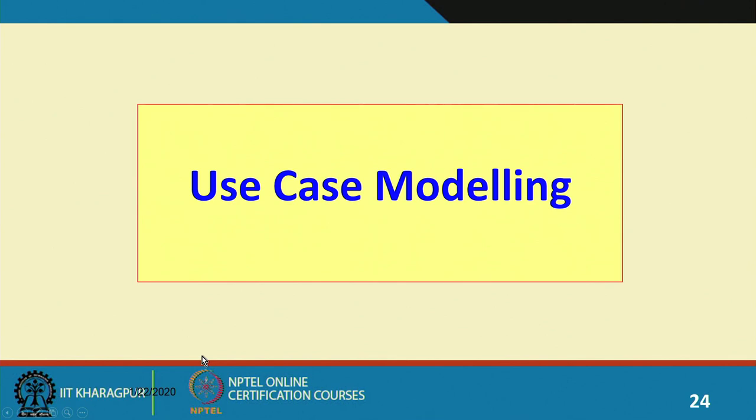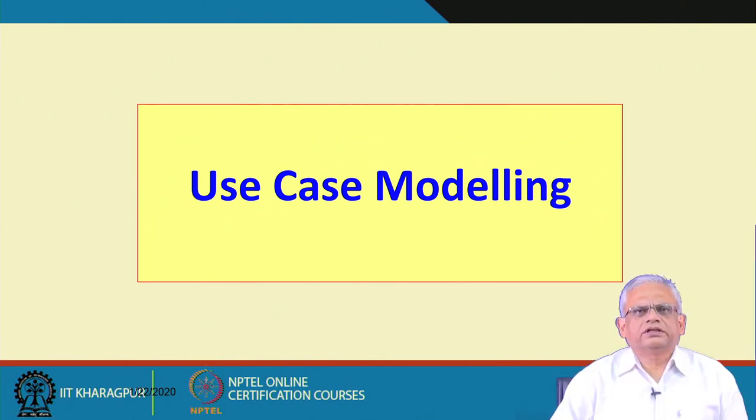Now, let us start discussing the use case diagram. We were remarking that this is the central diagram, and it captures the user's view. Whenever a system is developed, we first capture the user's view, what the user wants, we document it, and based on the user requirements, we start development. And this model captures the user's view.